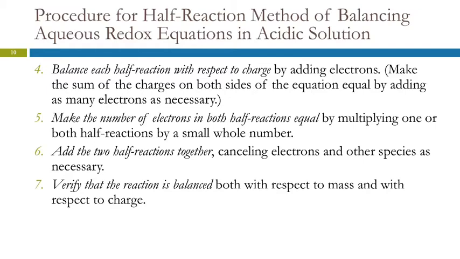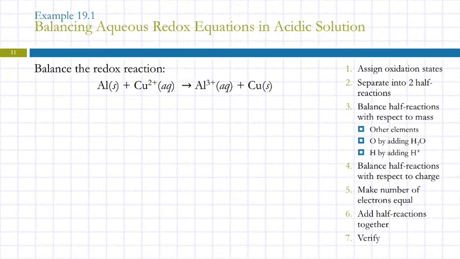So that's quick going through the rules. Let's do some practicing here. So I've got a short list of the instructions over here to help us out. So we're going to balance this redox reaction. Aluminum plus copper ion forms aluminum ion plus copper. So if you look at that, by mass it's already balanced, right? There's 1 aluminum on each side, 1 copper on each side.